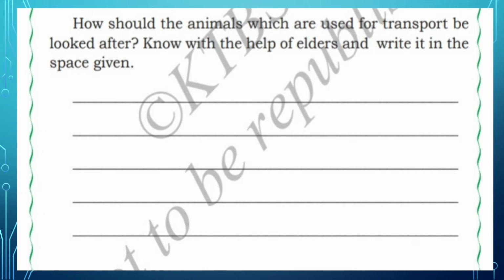Have you understood the difference? The difference is that there you wrote how the people who are already using the animals treat them. Here you have to write how you think, or how your elders feel, so you have to ask your elders or teachers how we should behave with the animals which are being used or which are helpful to us. We have to write how we have to look after them, right?